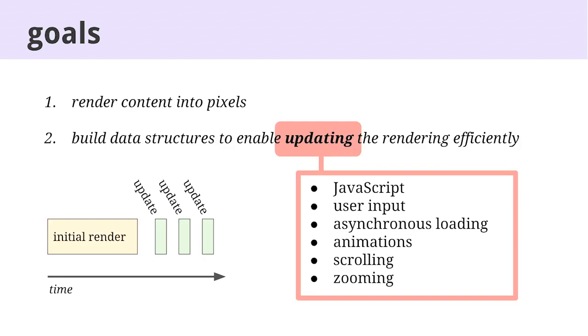OK, so now we understand what we're starting with and where we're trying to go. The overall goal of rendering can be stated as: turn web content, that's HTML, CSS, JavaScript, into the right OpenGL calls to display the pixels on the screen. But as we go through the rest of the talk, let's keep in mind a second goal, which is that we want the right intermediate data structures to enable updating the rendering efficiently after it's produced and answering queries about it from script or other parts of the system.